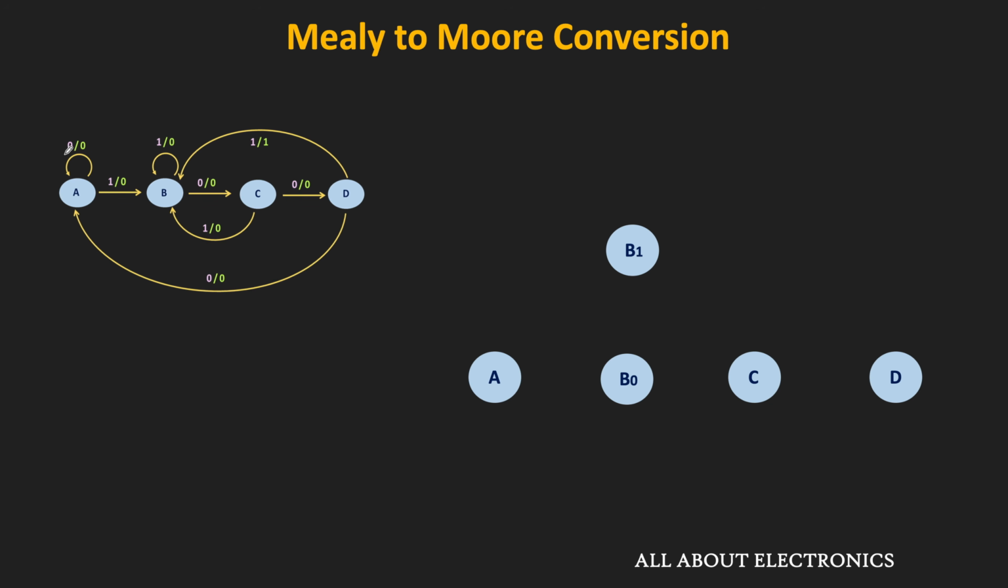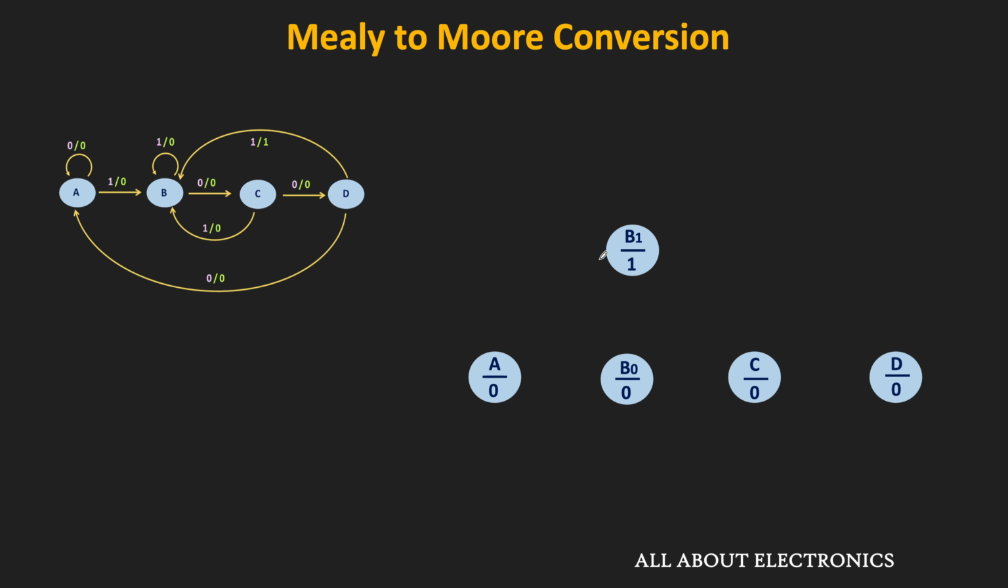For example, in this A0 state if you see, then for both the incoming transitions, the output is equal to 0. Similarly, in the C and the D states also, the output is equal to 0. Therefore, in the equivalent Moore representation, in these 3 states, the output of the machine will remain 0. And similarly, in this B0 state also, the output of the machine will remain 0. That means only in this B1 state, the output of the machine will become 1.